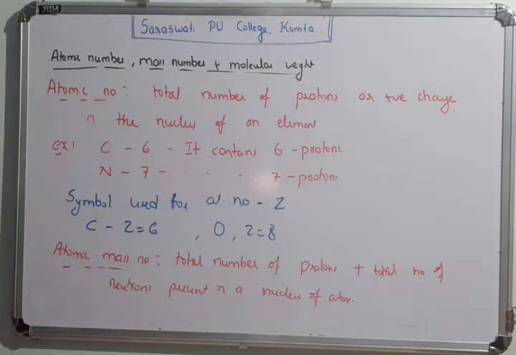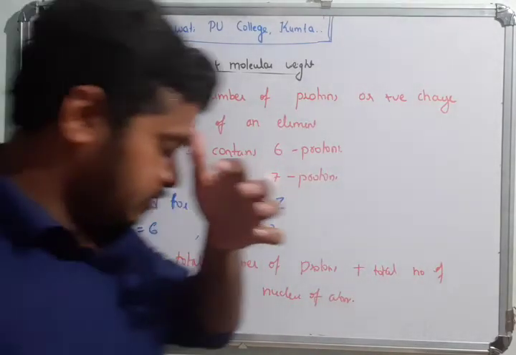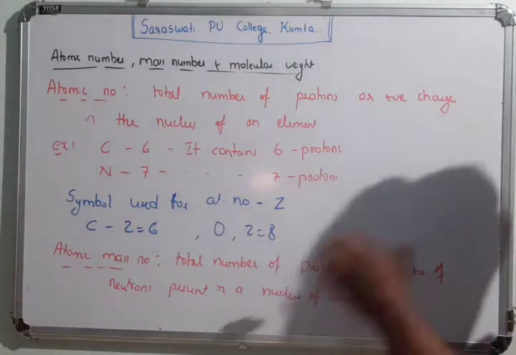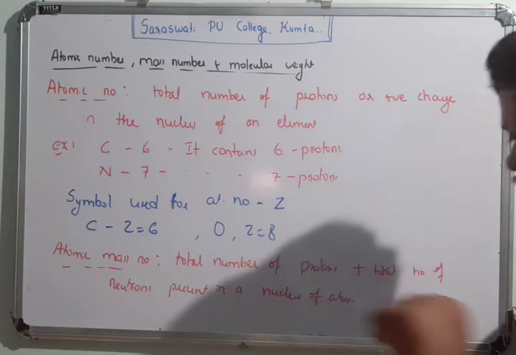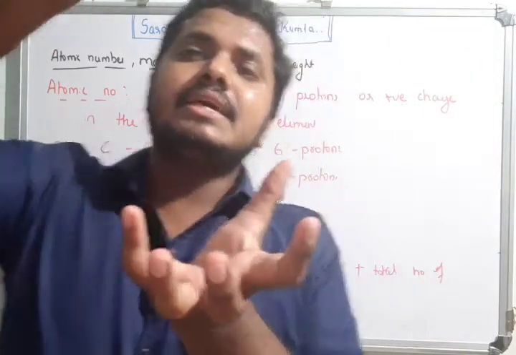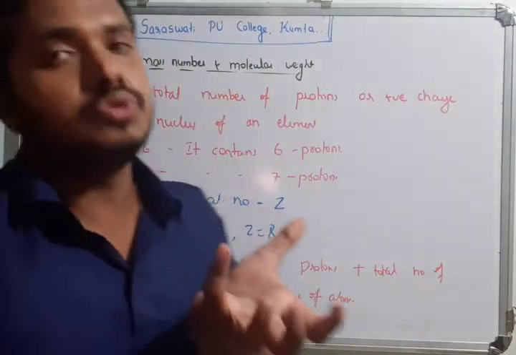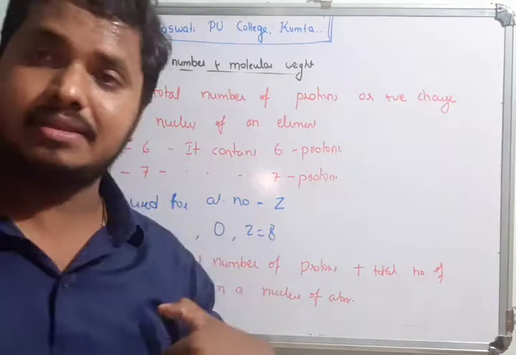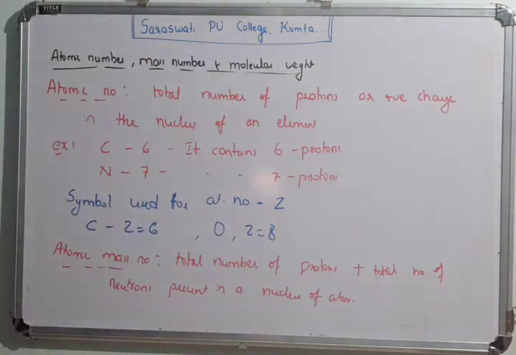So what do you mean by the mass number now? Mass number could be termed as the total number of protons and neutrons present in a nucleus. For example, if I take a nucleus that contains 7 protons and 8 neutrons, the total will be 15. So that 15 is the mass number of that particular element. Here I'll write the example.